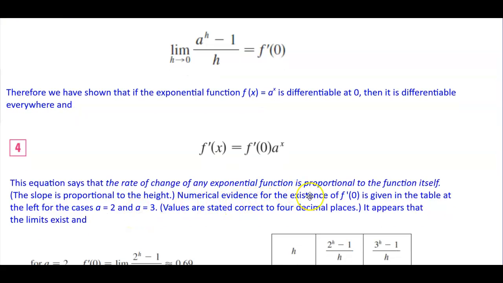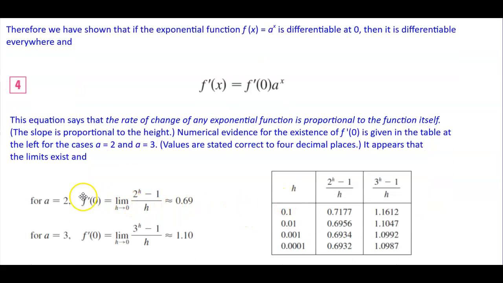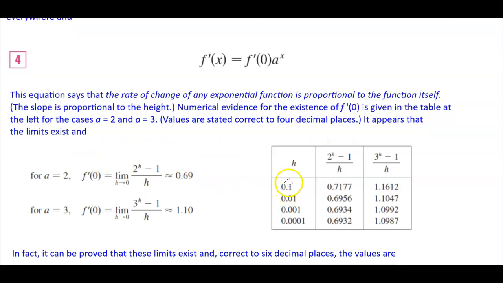Numerical evidence for the existence of f prime of 0 is given in the table here for the cases when a is equal to 2 and when a is equal to 3. Values are stated corrected to 4 decimal places, so it appears the limit exists. So here we have h going from 0.1, 0.01, all the way to as close to 0 as we can. We plug in 0.1, we get 0.717. If we plug in 0.1 for 3 to the h minus 1 over h, then we get 1.162.